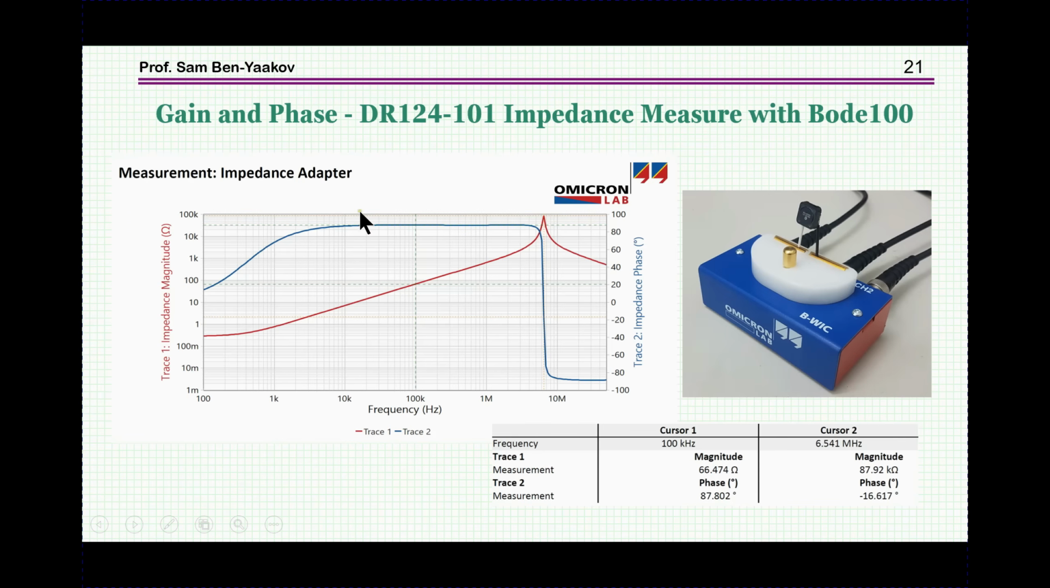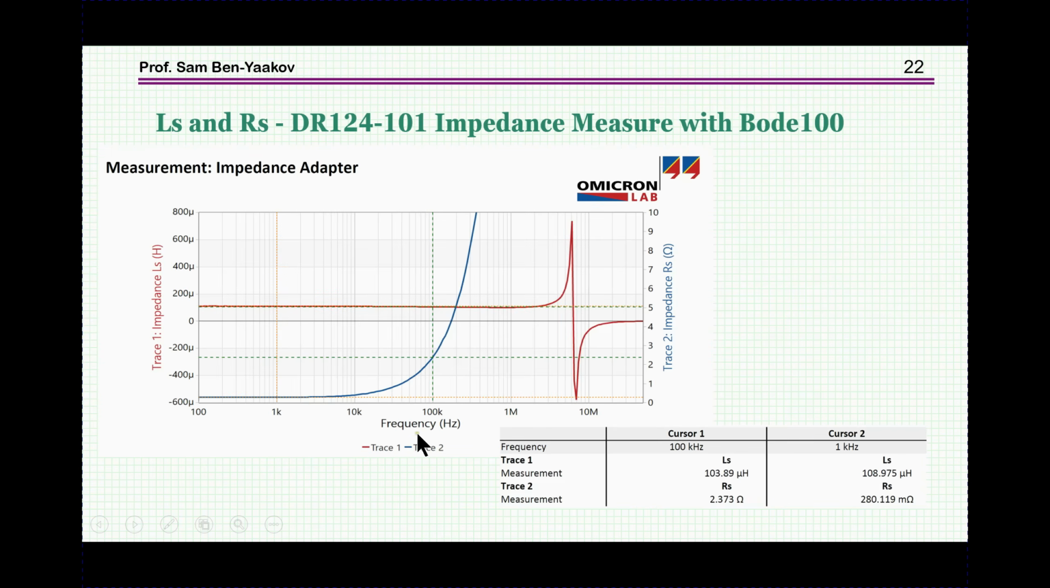Now we see the phase here. This is 0. So it starts with 0 at very, very low frequency. And then it approaches, of course, the 90 degrees. But it is not 90 degrees. It is 87, because here we have both an inductance and a resistive component. And in fact, knowing the total impedance and knowing the phase, you can calculate each component, but really you don't have to do it, because the Bode 100, this instrument, will do it for you, and here it is.